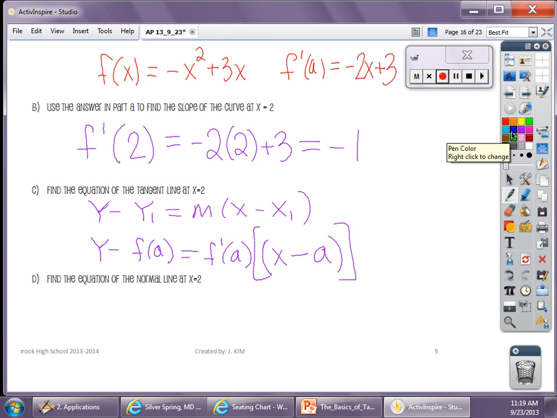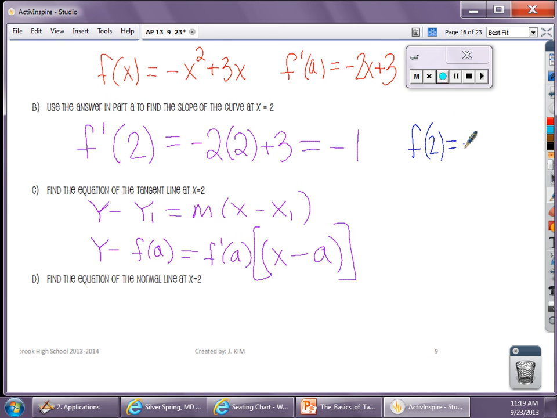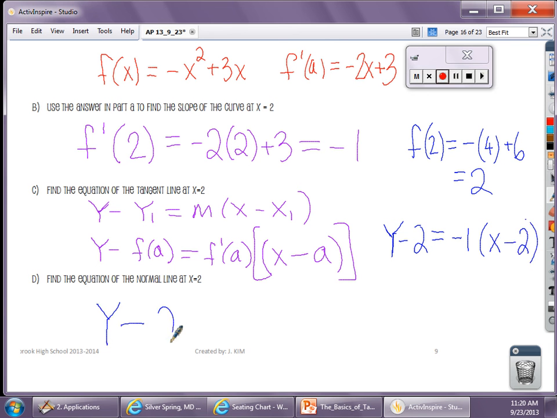All right, so what does that mean? Then your answer, well, I have my slope. I think I'm missing f of 2. f of 2 would be negative 4 plus 6. Hopefully you get positive 2, not negative 2, not 10. You get weird things sometimes. All right. y minus 2 is equal to negative 1 times x minus 2. Therefore, what's the equation of the normal line? y minus 2 is equal to positive 1 times x minus 2.